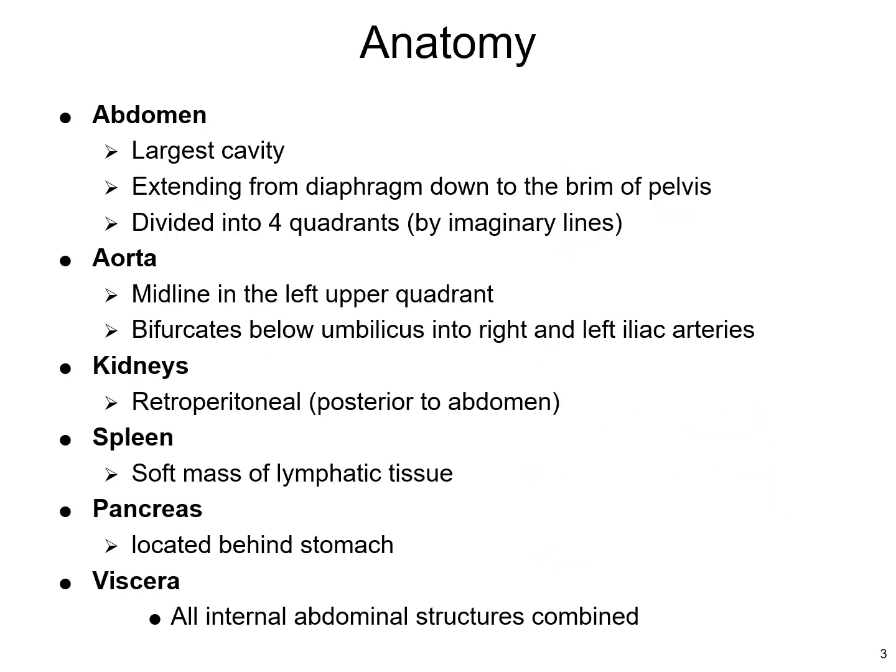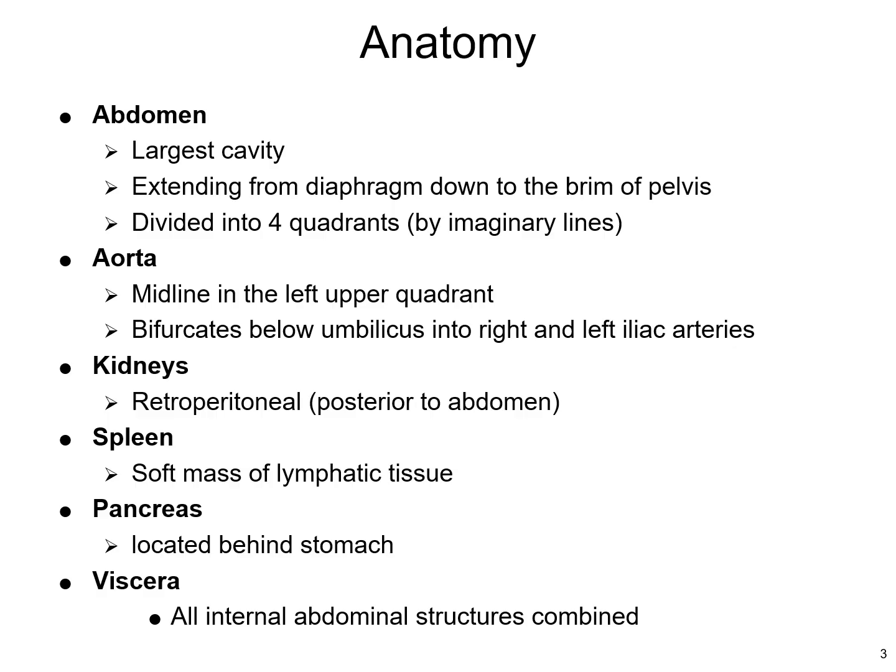Our abdomen is the largest cavity in our body. It begins at our diaphragm and it extends all the way down to the top of our pelvis. It is divided into 4 quadrants. The aorta is midline in the left upper quadrant and it bifurcates at the belly button or the umbilicus area into the right and left iliac arteries. Our kidneys are retroperitoneal. They are posterior to the abdomen. That means they are located more on the back side, and that's how we usually assess those, is from the back.